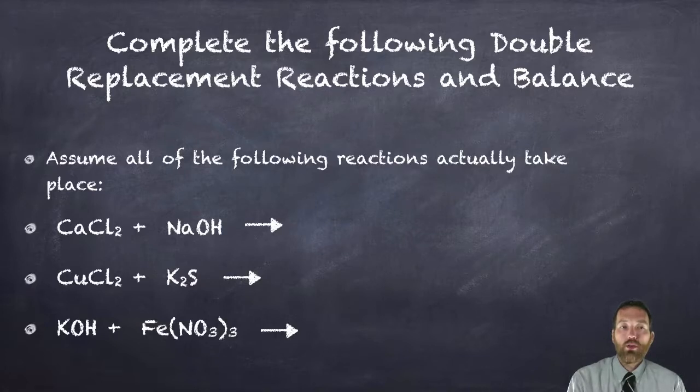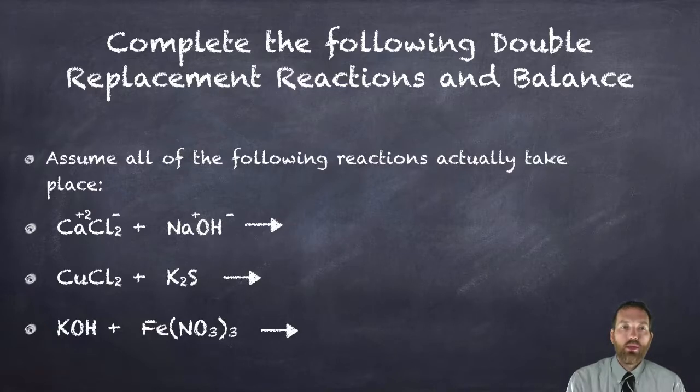Then we do the double replacement, either the two metals switch places or the two non-metals switch places, your choice. Bring the charges with you, crisscross, and then balance. Okay, here's the first one. So Ca gets a +2 charge, chlorine is a -1 charge. Sodium is +1 and hydroxide is -1.